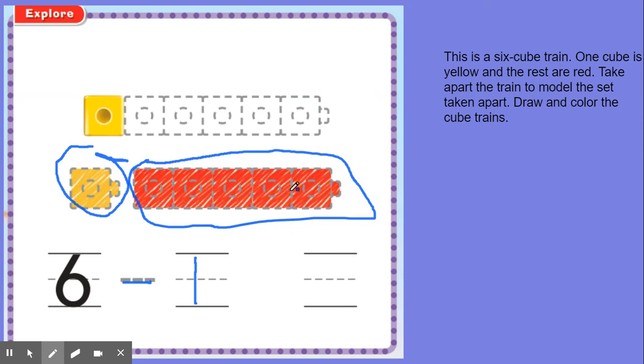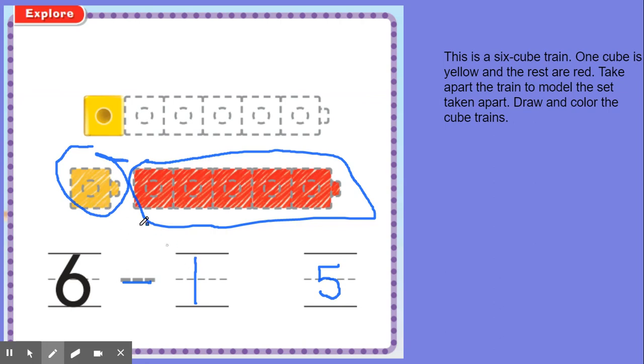Now I'm going to count how many reds do I have? 1, 2, 3, 4, 5. So I'm going to write 5 here. Now I can see that a way that you can decompose 6 is by taking it apart. You take away 1 and you have 5. It's been broken down, it's been taken apart. If you have 1 yellow cube and 5 red cubes, it'll make 6. But in this case, we decomposed it and took it apart, just like they did.